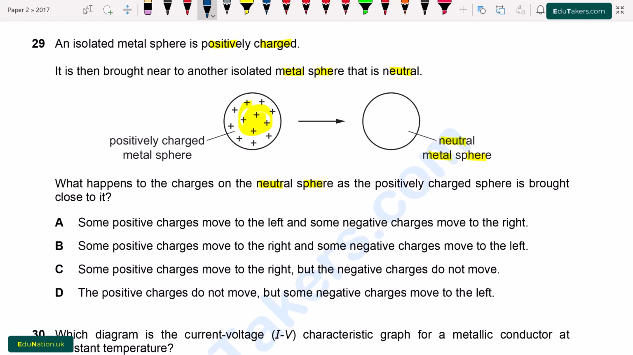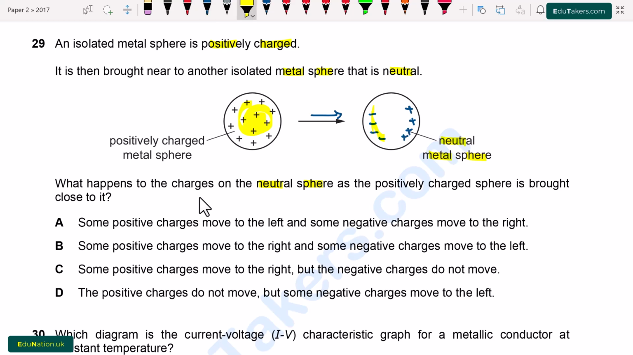As this metal sphere contains free electrons, because it's a metal and metal contains free electrons, when this positively charged metal sphere is brought closer to the neutral one, the electrons come on this side, because there is attraction between positive and negative charges. Same charges repel each other while opposite charges attract each other. So due to the attraction with the positively charged metal sphere, negative charges appear on this side of the sphere, while the same number of positive charges appear on the other side.